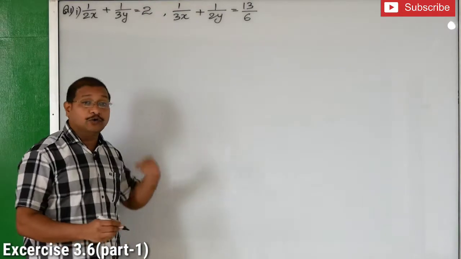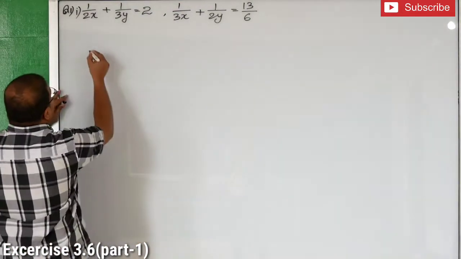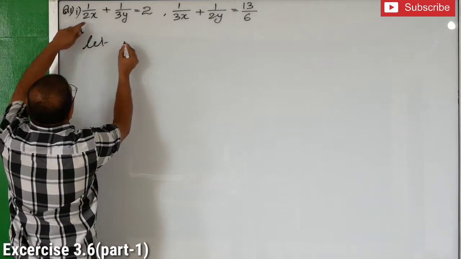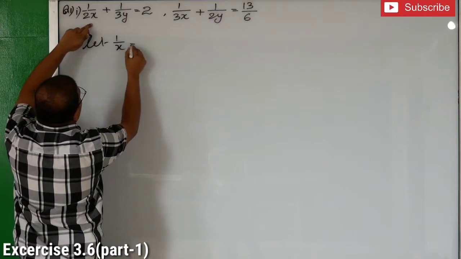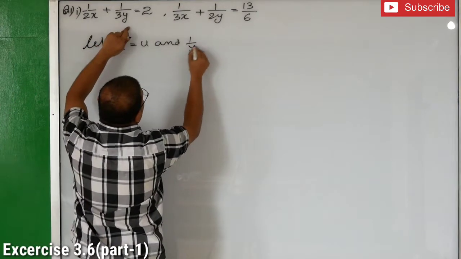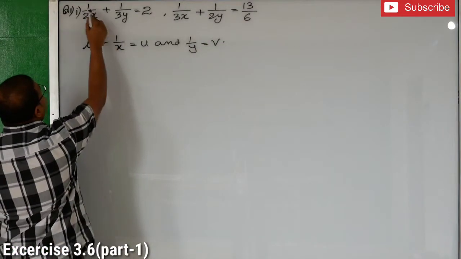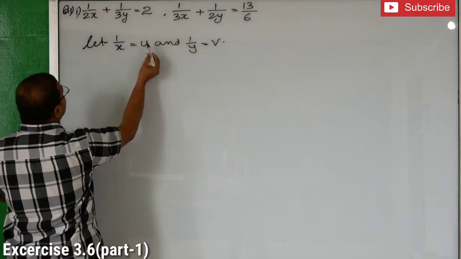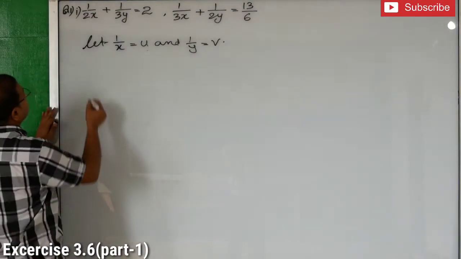We have to reduce it into linear equations. Ready? That means we'll first write: let 1 by x equals u and 1 by y equals v. See what we are doing? First we'll write let 1 by x equals u and 1 by y equals v. Ready? That means what we'll do?